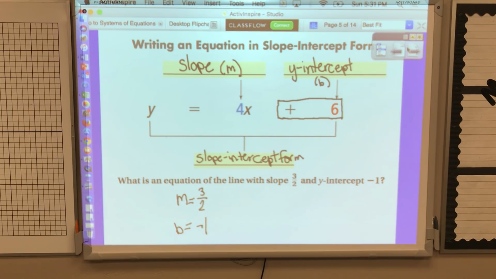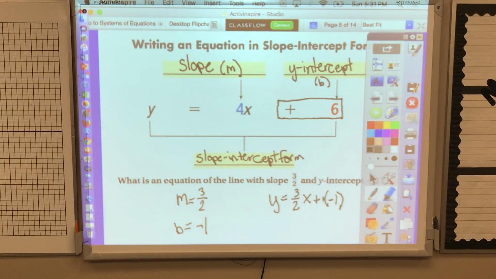When you sub into this form, if b is negative, remember you only ever want single signs. So when I sub this in, y equals m, which is 3 over 2, x plus b, but that b is a negative 1. And whenever we're writing an equation, we never ever want to leave it as double signs.